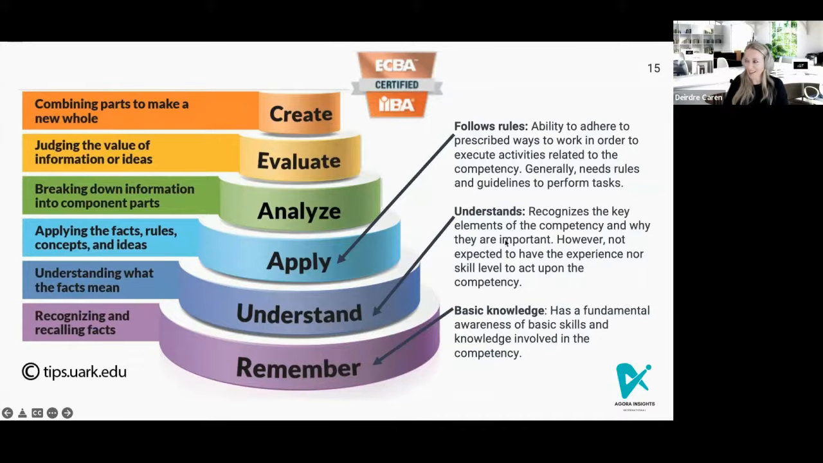So according to BABOK, you have to follow rules. So you have to adhere to prescribed ways. That's in BABOK, which means whatever's in BABOK is the right answer. They're not going to trick you in terms of trying to make you pull up a whole bunch of information, but you need to follow the guidelines as prescribed by BABOK. You need to understand, recognize key elements.